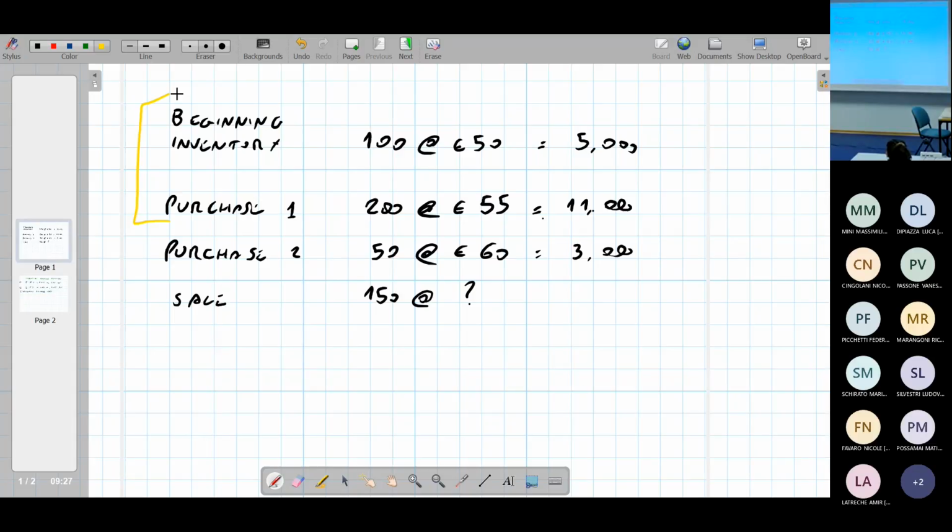So if I apply FIFO, first in, first out, that would be 100 units at 50 and 50 units.